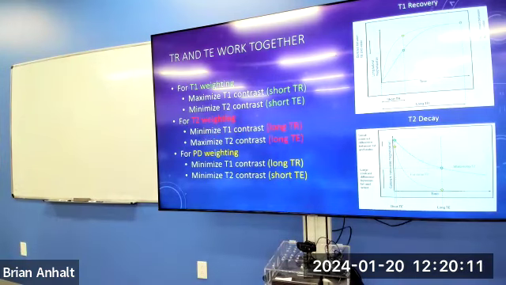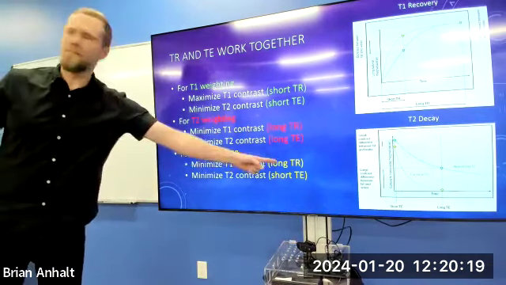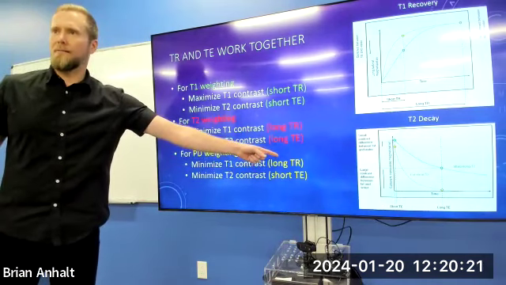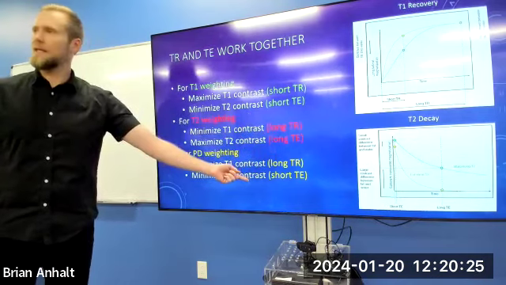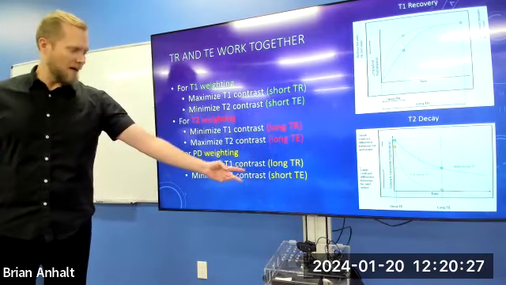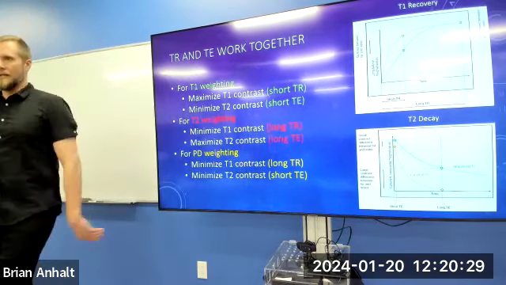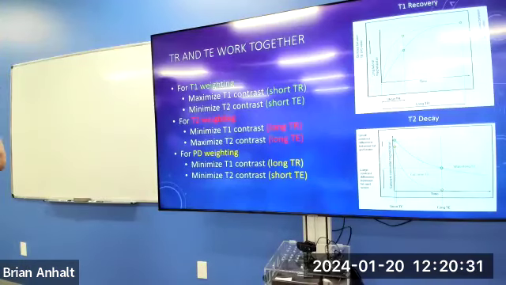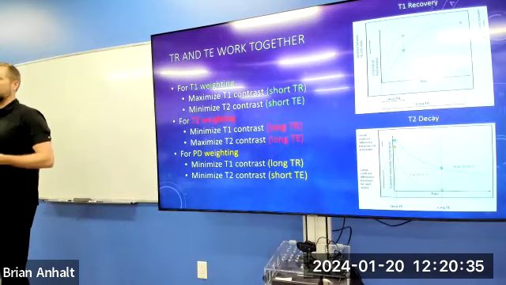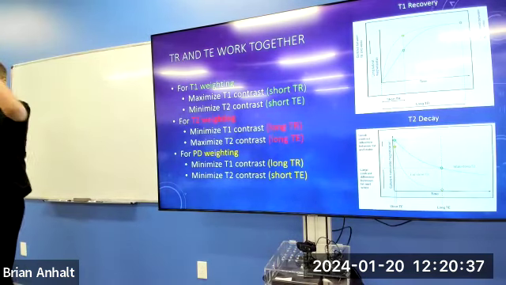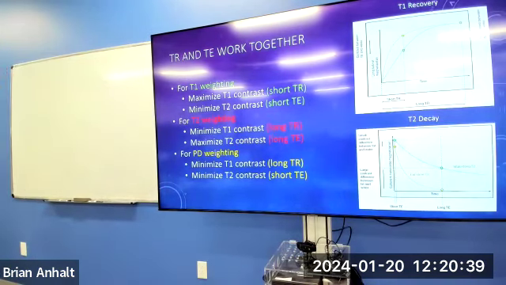And then we can do proton density weighting. What should we do with the T1 contrast if we're trying to get proton density weighting? Do we want to minimize it? Yes, we do. How do we do that? Long TR. Do we want to minimize T2 information? We do. Short TE, right? Minimizing both of those types of contrast is going to give us contrast based on the amount of protons that are in the tissue, right?